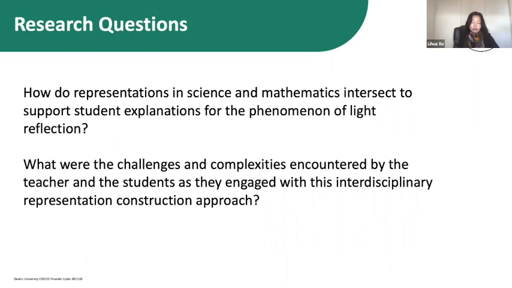So in this particular presentation, we are focusing on the topic sequence on light or optics, and our particular questions are: how do representations in science and maths intersect to support student exploration of the phenomena of light and reflection, and what challenges and complexity were encountered by the teachers and students as they engage with this interdisciplinary approach for the first time.